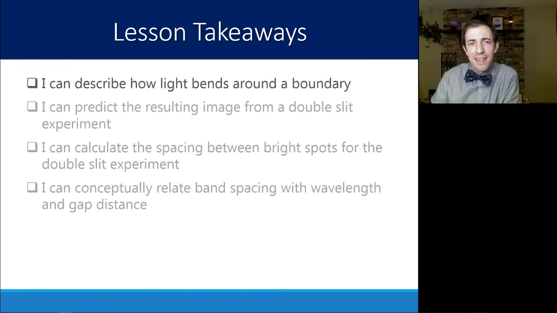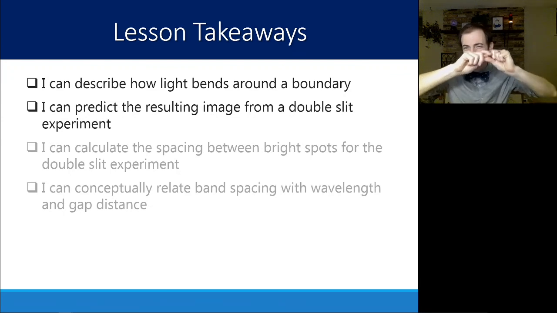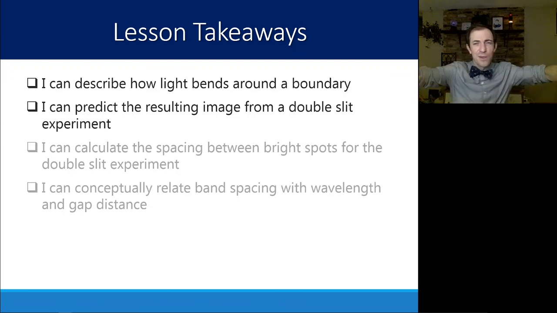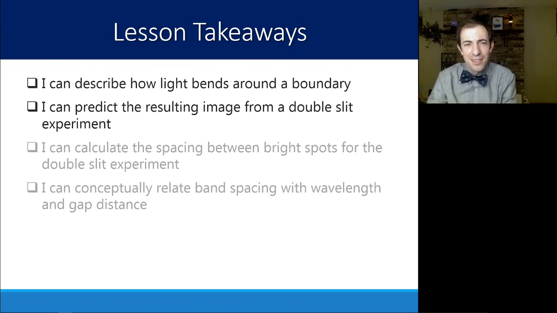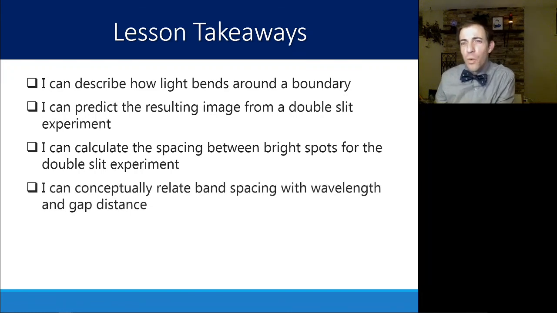The takeaways for this lesson: you should be able to describe how light bends around a boundary, whether it's a shadow or going through a slit. You can predict the resulting image of a double slit experiment is not exactly what you'd expect. It's not going to be those two vertical bars. Instead, it's going to be this horizontal dotted line as those waves are passing through the slits. You should be able to calculate the spacing between bright spots and dark spots for a double slit experiment, and then conceptually relate the band spacing with wavelength and gap distance according to that equation.